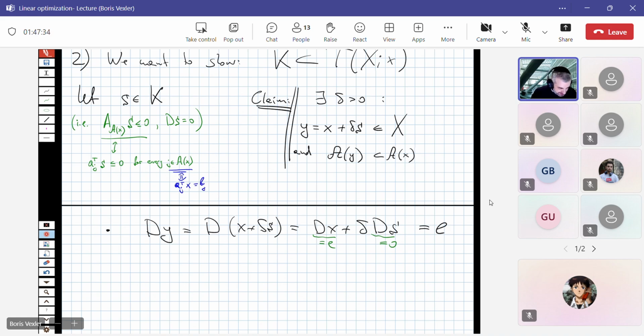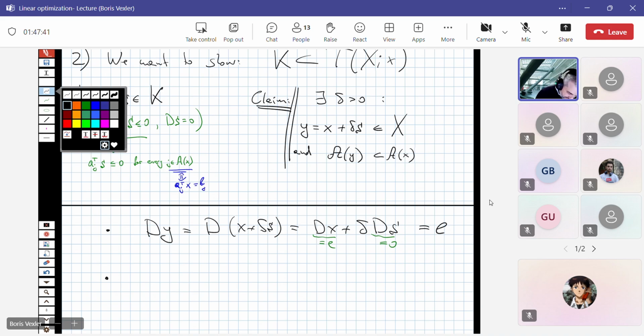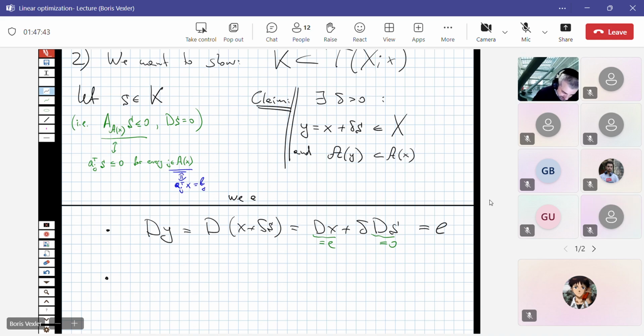Okay, what about inequality constraints? Now we have to check them. We have checked the equality constraint; now we are checking y in x, and for inequality constraints we distinguish between indices from the active index set and not. Let i be from A of x.